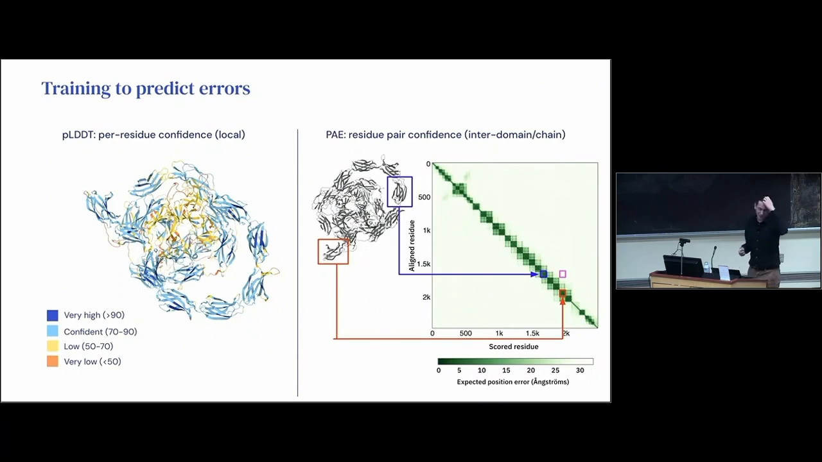But then the other thing we found, and this was actually from a reviewer comment asking, well, okay, you predict LDDT, but I like TM score. Can you predict TM score? But we ended up with this thing called PAE, and if you don't use it, you really should, if you use AlphaFold, which you should.